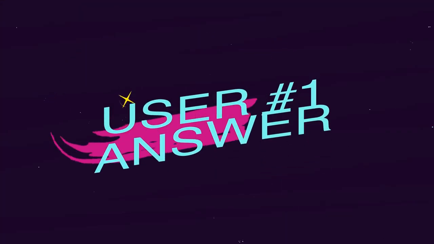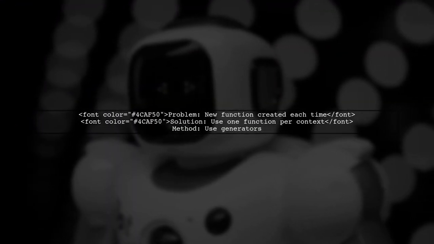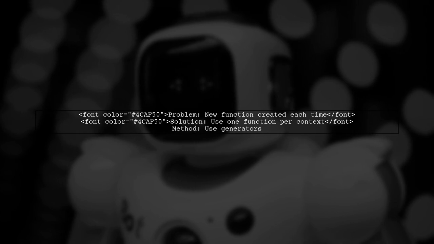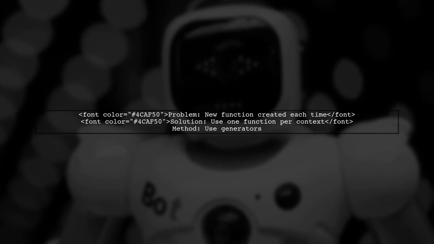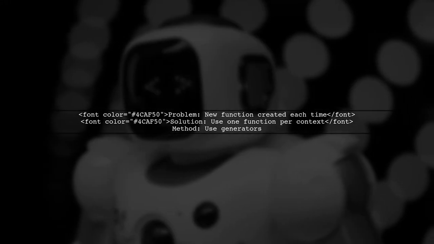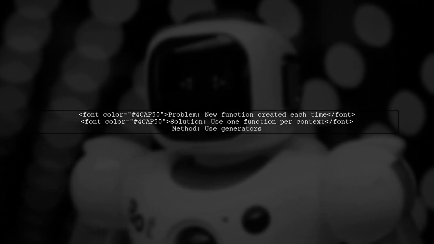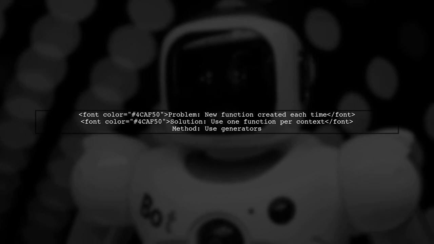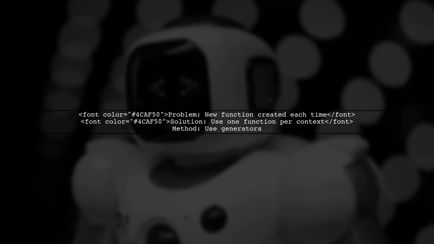Let's now look at a user-suggested answer. The issue with your code is that a new function is created each time you run limitedEval. This means variables declared with var only exist within that function's context. To solve this, you should have one function per context and reuse it. A great way to achieve this is by using generators, which can pause and restart.